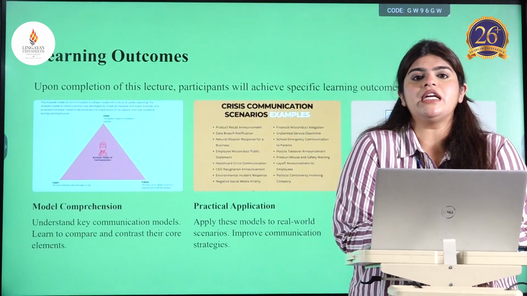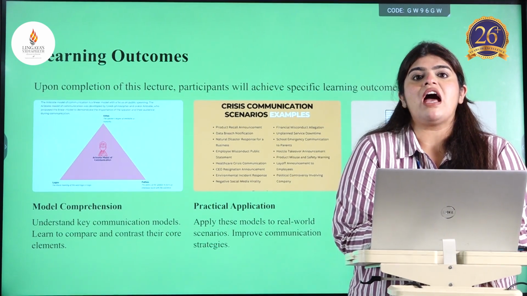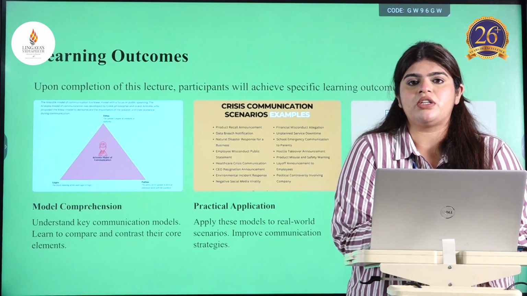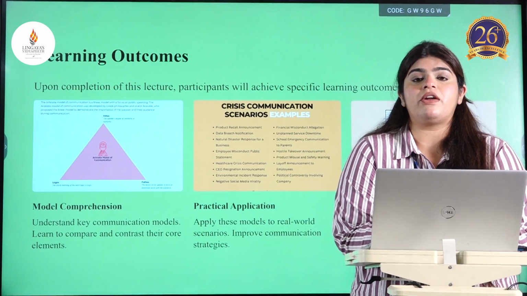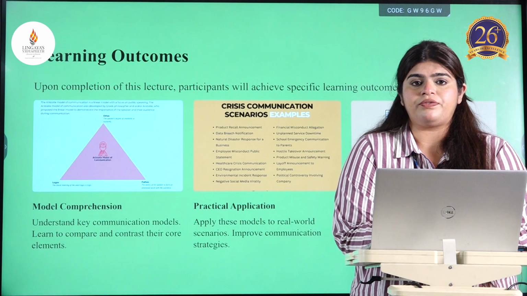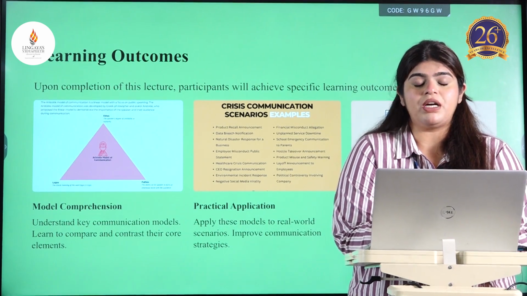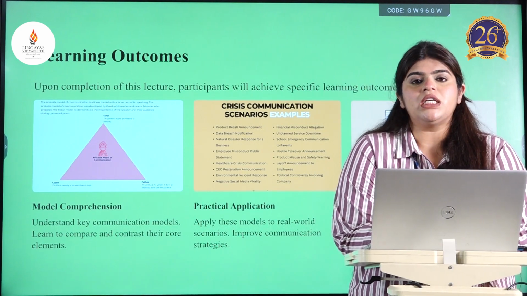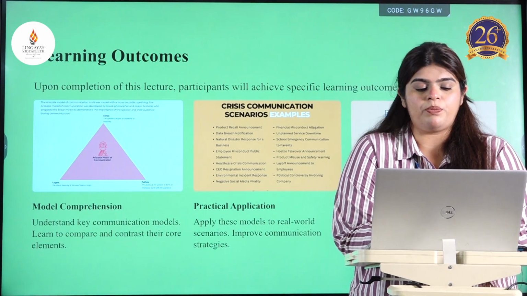So, what are the learning outcomes of this particular PPT? The first learning outcome is model comprehension. We have learned the 4 basic fundamental models of communication. I am again repeating it. Shannon-Weaver model of communication. Second, we have Mehrabian's 7-38-55 model of communication. Third, we have the helical model of communication. And fourth, we have Berlo's SMCR model of communication. So the first learning outcome, the stuff we have learned in this particular session, was model comprehension.